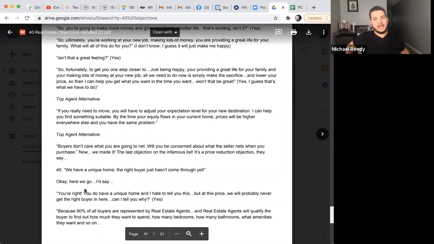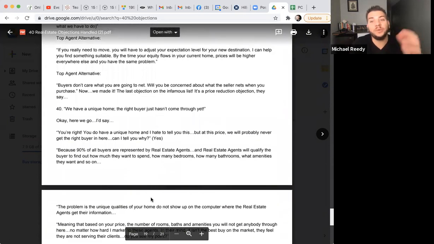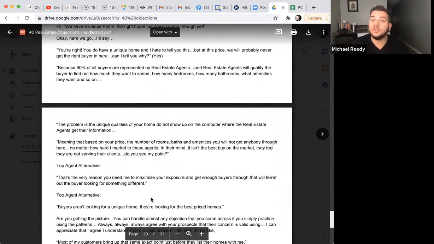Now we've made it to the last objection on the infamous list. It is a price reduction objection that they say: "So we have a unique home. The right buyer just hasn't come through yet." You're right. You do have a unique home, and I hate to tell you this, but at this price, we will never get the right buyer in here.